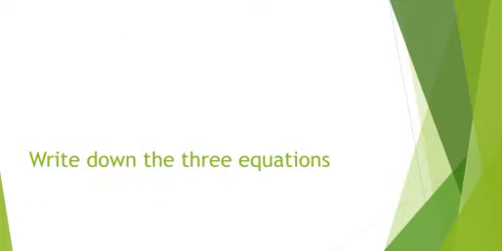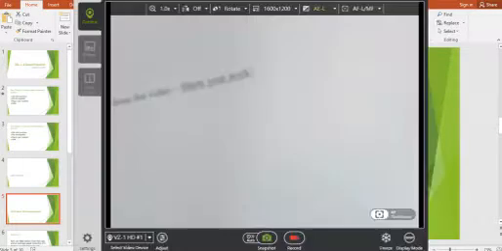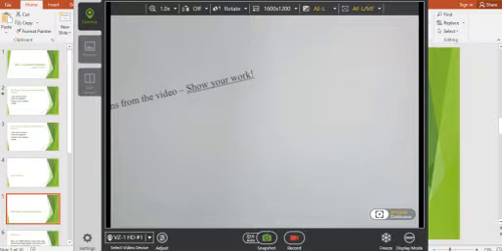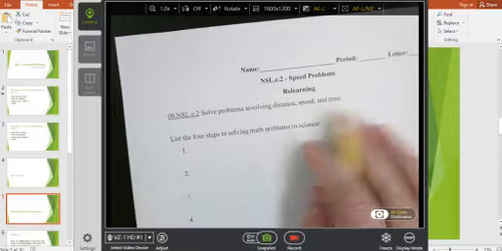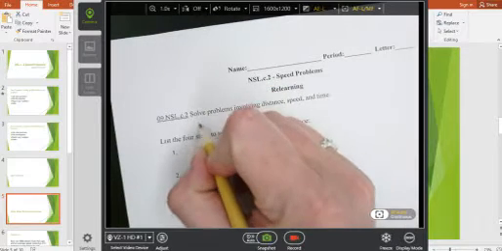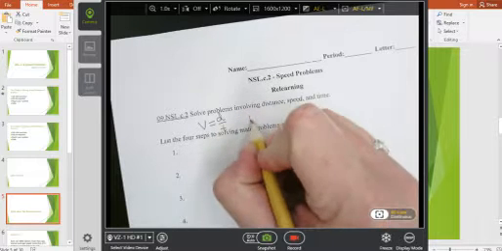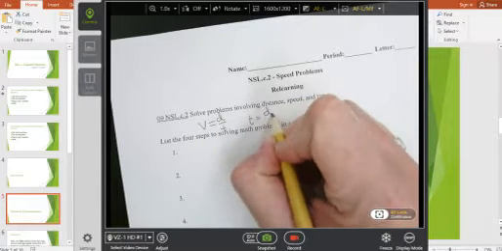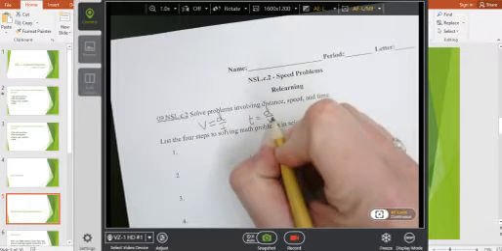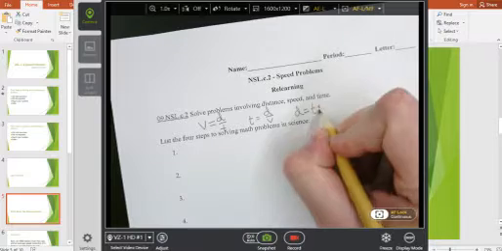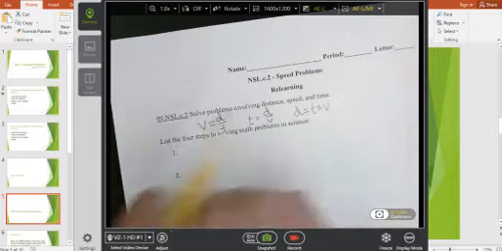I will go ahead and switch. I'm going to be back and forth between the PowerPoint and my document camera today, so I'm going to zoom out a little bit. On your sheet, underneath the standard, go ahead and write speed equals distance divided by time. Time equals distance divided by speed. And distance equals time times speed.